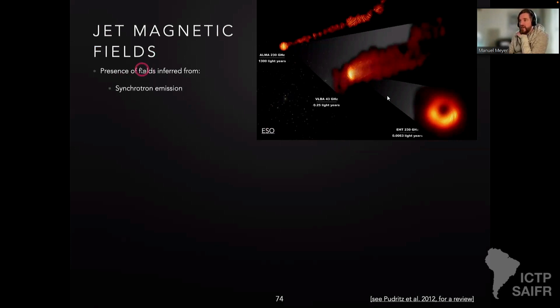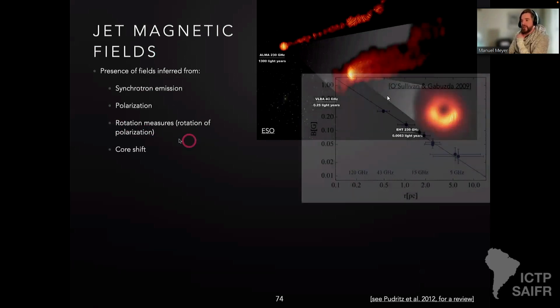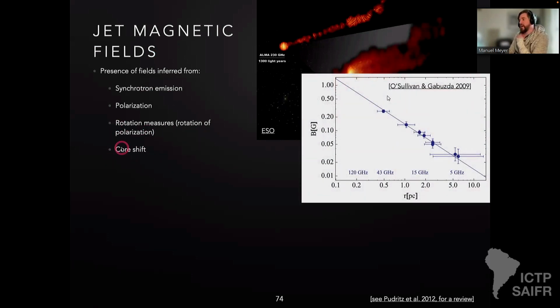So the presence is inferred from the synchrotron emission we see from jets. For this, we need magnetic fields. We see polarized emission, again a clear sign of magnetic fields. And we also see rotation measures, which means that the polarization angle actually rotates. And we also see the core shift, which Walter also briefly mentioned here.